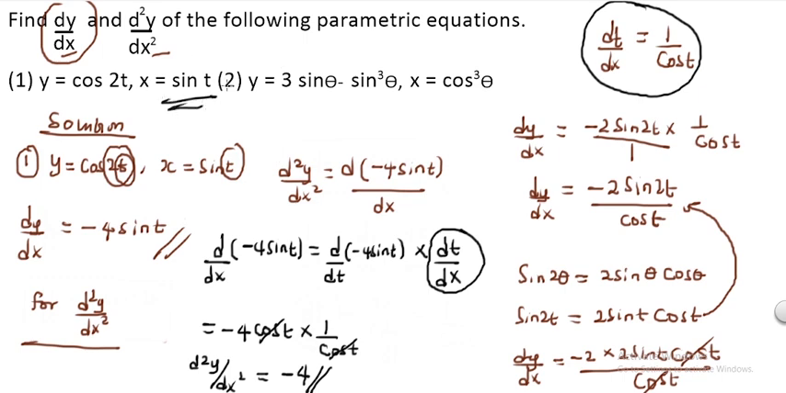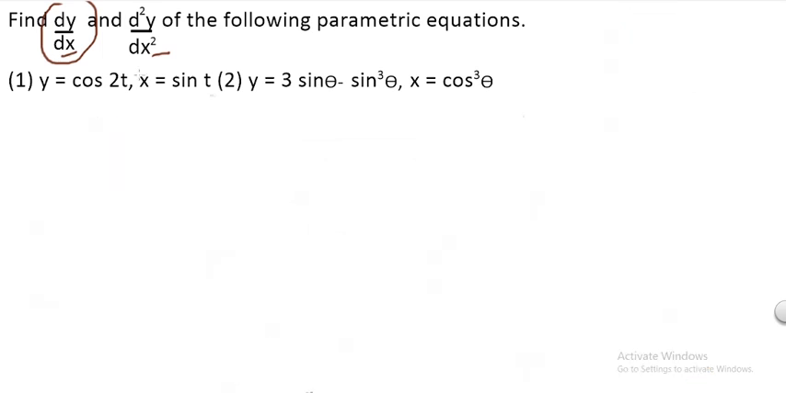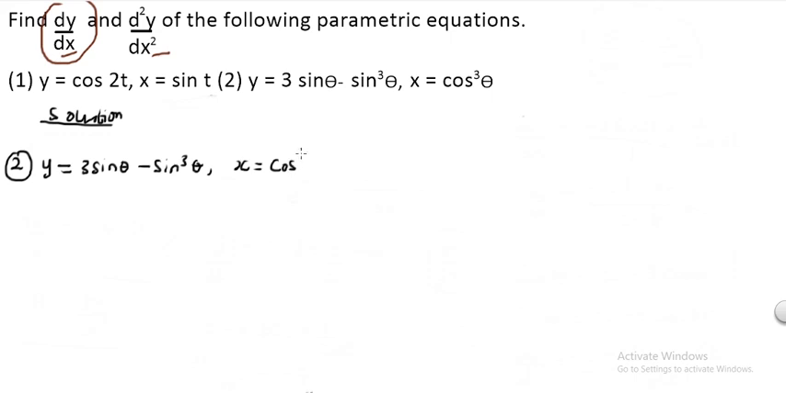Now you can pause the video and try to do the second question by yourself. But let me clean up space and let's jump into it. For the second example, I'll simply write out my solution again because I cleaned it. My y value this time is 3 sin theta minus sin cubed theta, and my x is equal to cos cubed theta. The question requires us to find the first derivative and the second derivative.